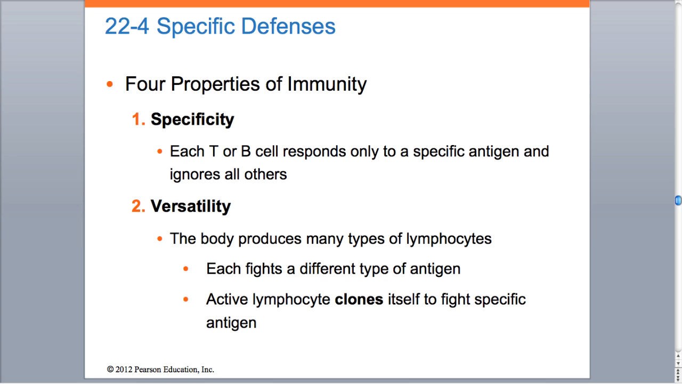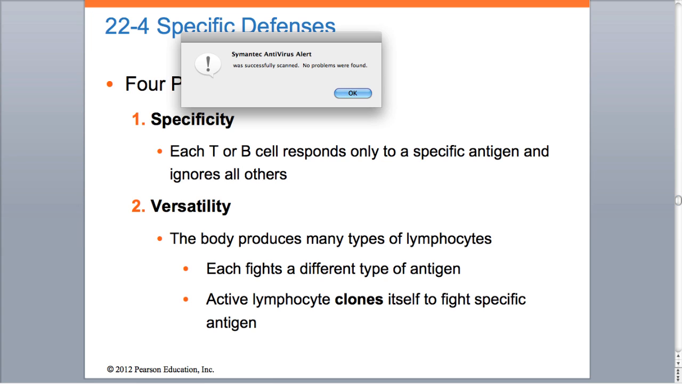Okay, now this slide and the information that goes towards the end of the chapter is unique. Now, we already know much of this, so I'm going to skim through it. We already know that T cells and B cells respond only to a specific antigen, and they ignore all others because B cells, level 3, T cells, level 4, are specific.